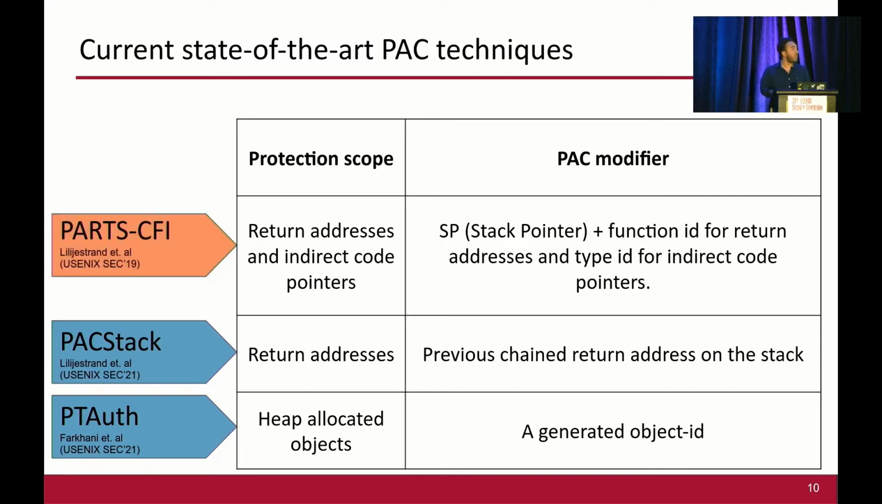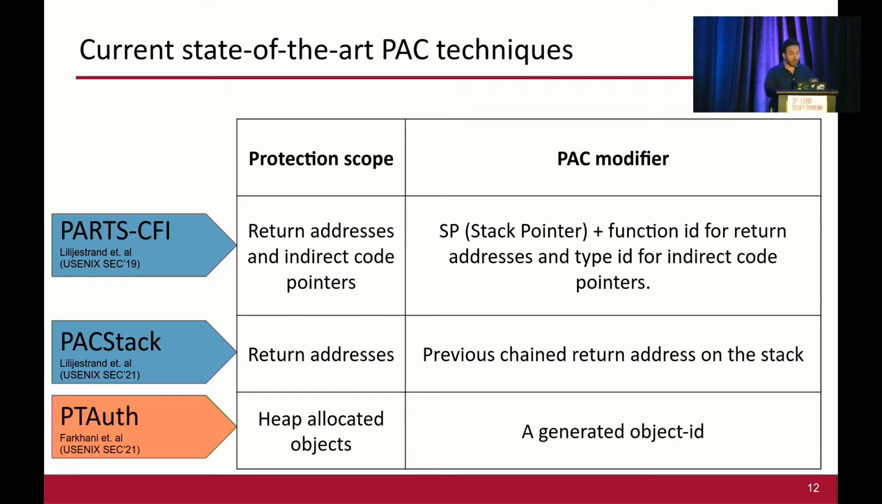The first one is PartCFI, which offers forward and backward edge control flow protection. Its modifier is the stack pointer with a function ID for return addresses and a type ID for indirect code pointers. Next, we have PACStack, a defense mechanism that protects the backward edge. Its modifier is the previous chained return address on the stack. And last, we have PTAuth, which is a temporal defense mechanism for protecting against dynamic memory attacks. Its modifier is a generated object ID for each heap object allocated.